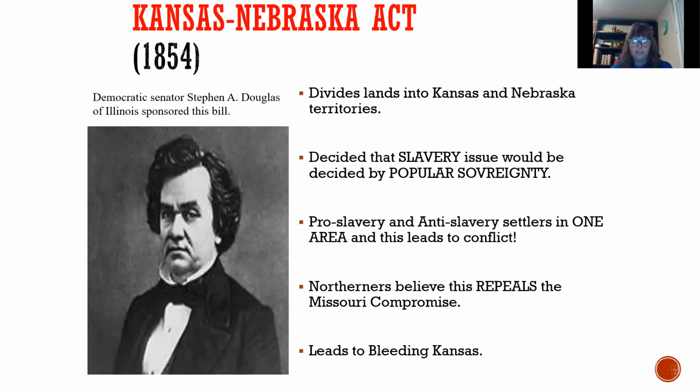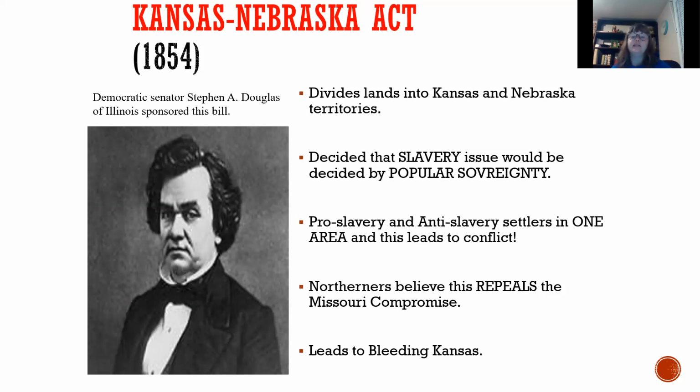Now, new states would decide to be free or slave territory through popular votes. Pro-slavery and abolitionist forces alike poured into the area with the intent of voting on the issue. The result was bloodshed. So what does this act do? It divides land into Kansas and Nebraska territories, decided that slavery issue would be decided by popular sovereignty. What does that mean? Essentially voting, okay?